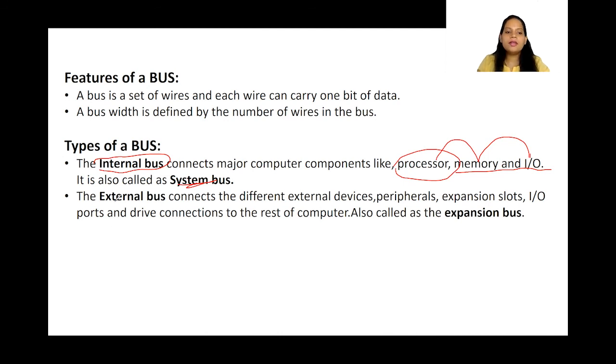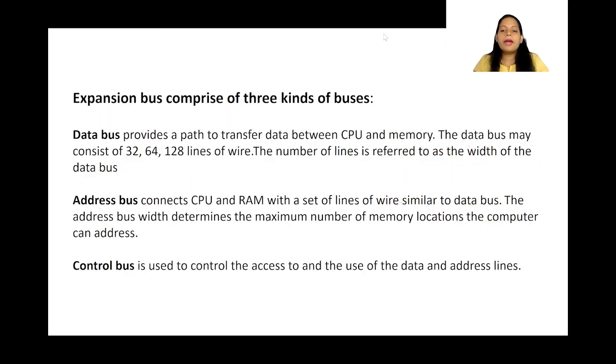Next one is the external bus. What this does is connect different external devices like peripherals, expansion slots, and input output ports. So basically it communicates with other peripheral devices. This is also called the expansion bus. This expansion bus comprises 3 kinds of buses: data bus, address bus, and control bus.